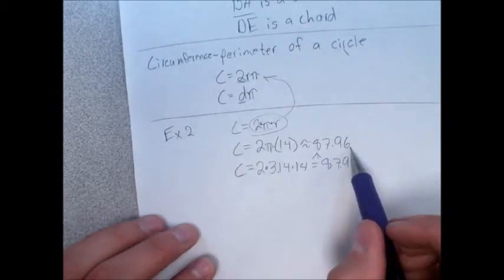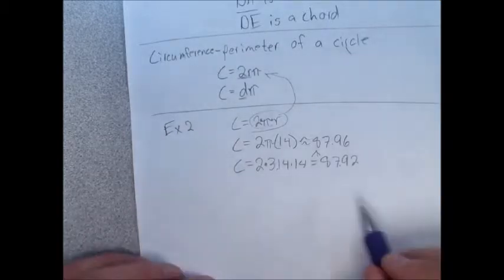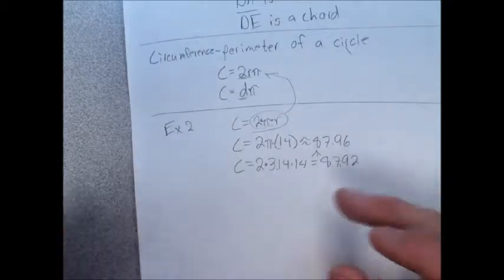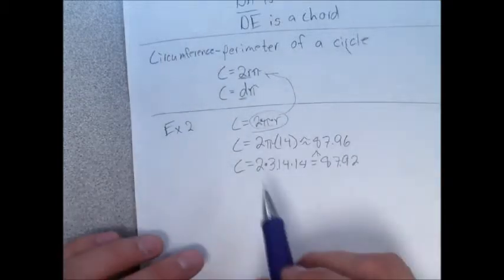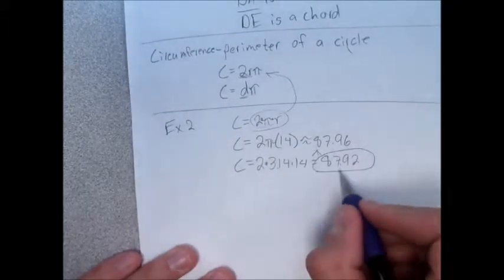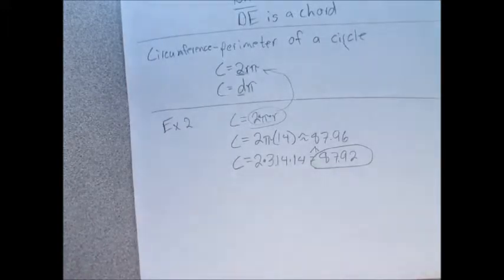It's a very small difference, right? 0.04, but there is a difference in those answers. So if it tells you to use 3.14, you have to use 3.14 because you'll get the wrong answer if not. So follow your directions. And if it tells you to use pi, then you'll use pi. More often than not, it'll tell you to use 3.14. Okay? Questions there? Okay, the proper answer for this example was 87.92 because it told us to use 3.14.